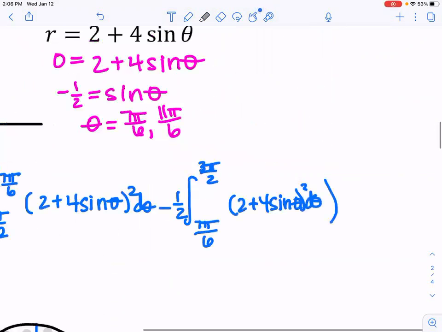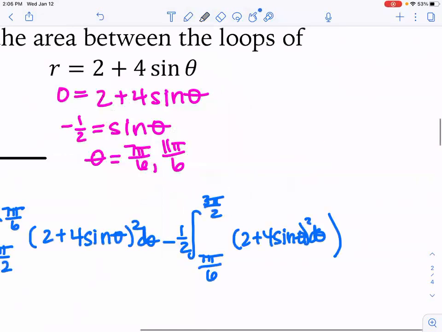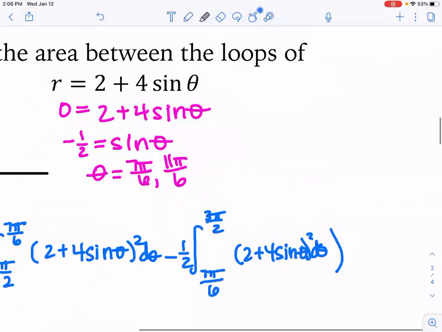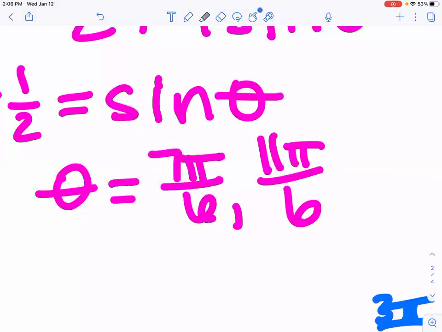How? Because 7 pi over 6 and 11 pi over 6 are our zeros. And since the loop is at the pole, this is where the loop starts and stops. That's always going to be true for every loop. For any loop, your zeros are where they start and stop. Yes. You do it once.